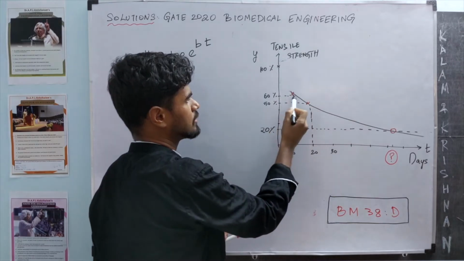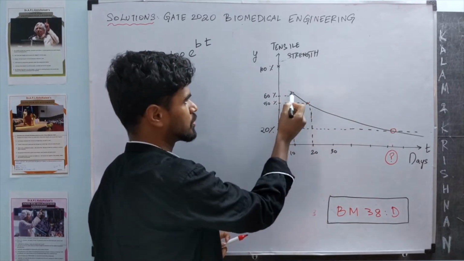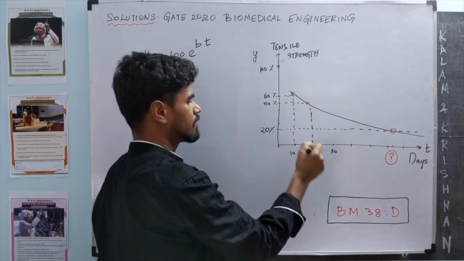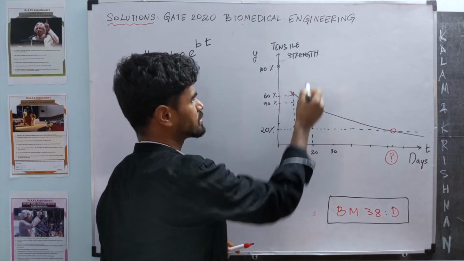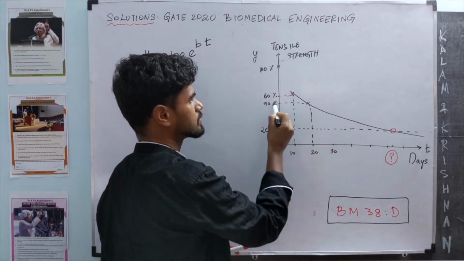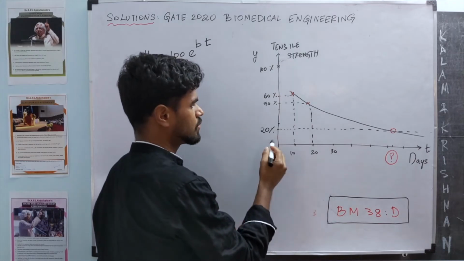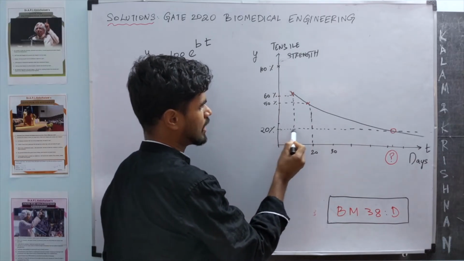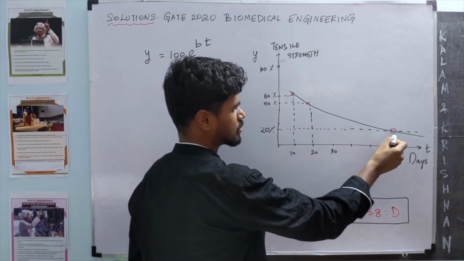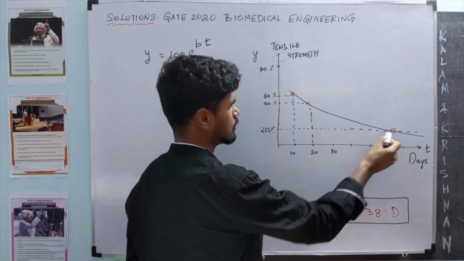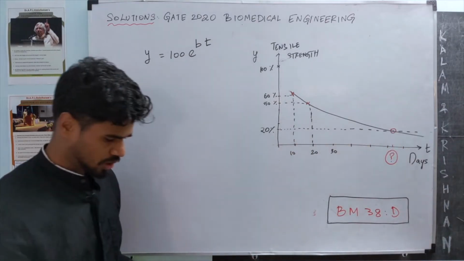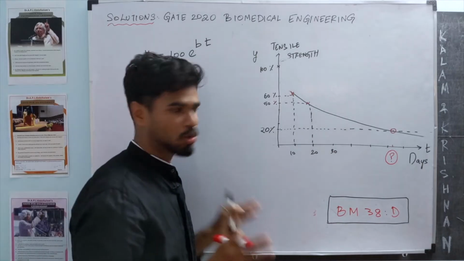So its current value is 60. Drop is 40, so its value is 60. Then after 20 days, value drops by 50%, so its current value is 50%. Now the question asks you, when will its value decay to 20%? So in which day would this value be like 20%? So a couple of oddities show up here.